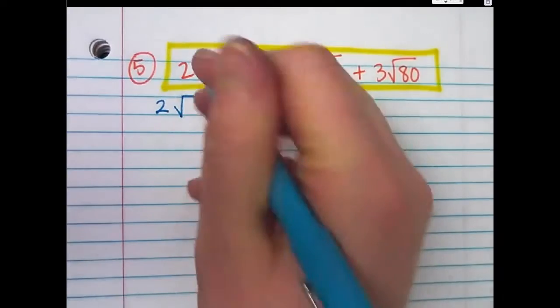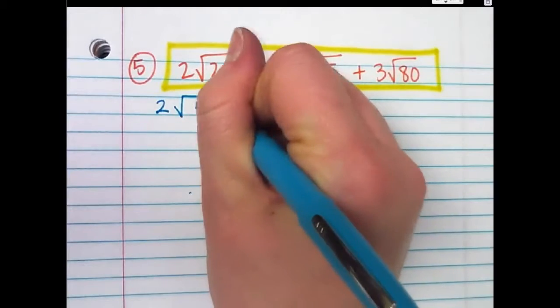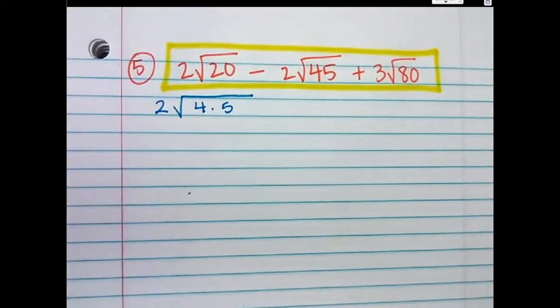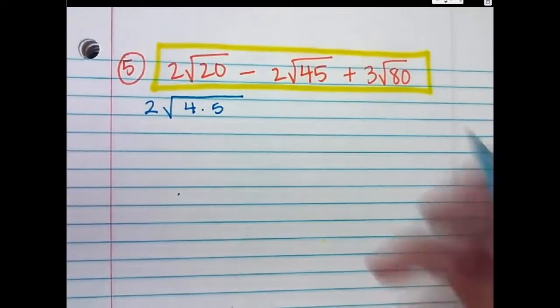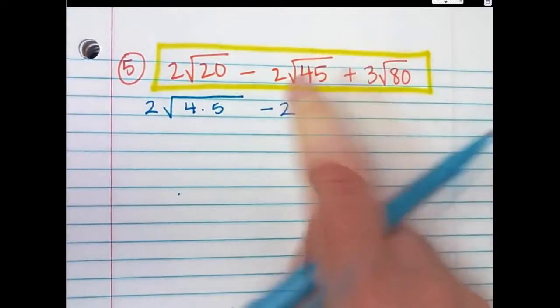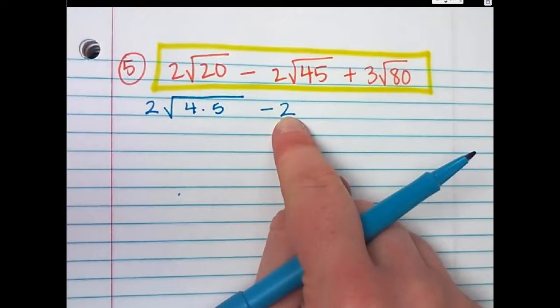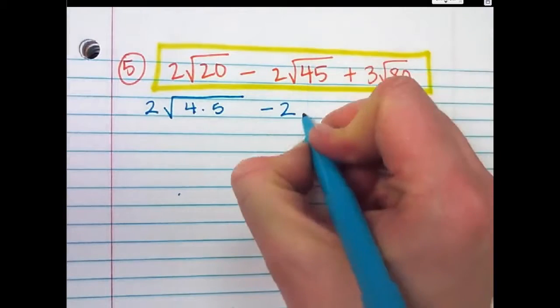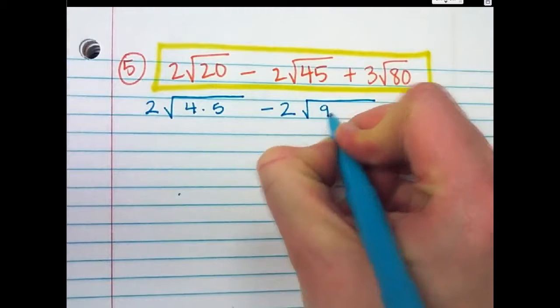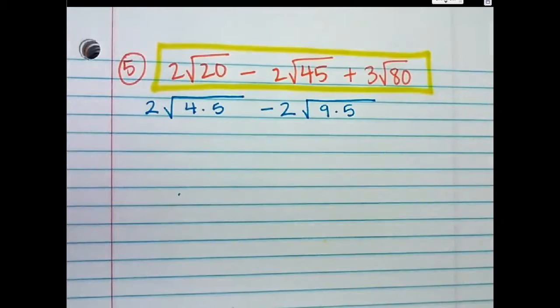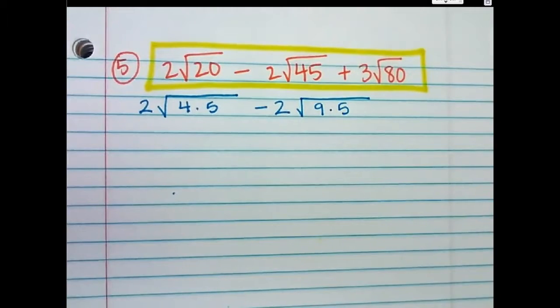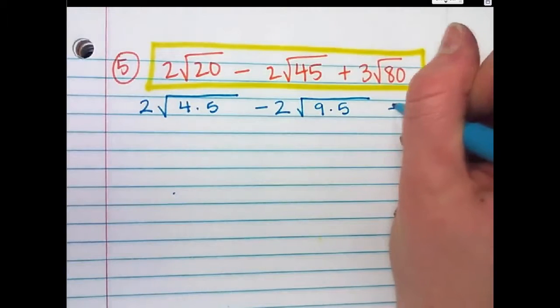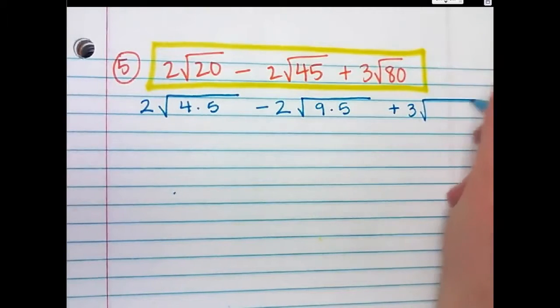So 20 we can break up, we just did this one, 4 and 5. Minus 2, bring that minus sign and the 2 down. 45 I can break up into 9 and 5. Do you remember what we did with the 80? Yeah, 16 and 5. Or 5 and 16.